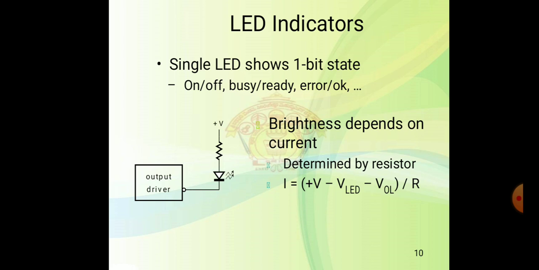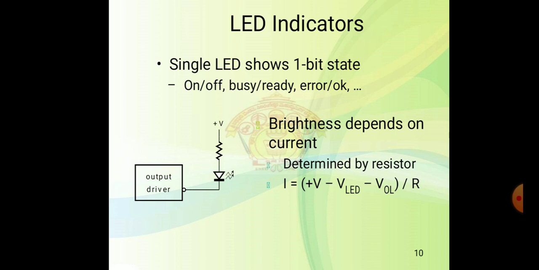So the first display device will start with the LED. An LED is a single bit of information and it will give on and off, or busy or ready, or error or okay. So it will be indicated by a single LED. Okay, so therefore the LED is one type of indicating device.